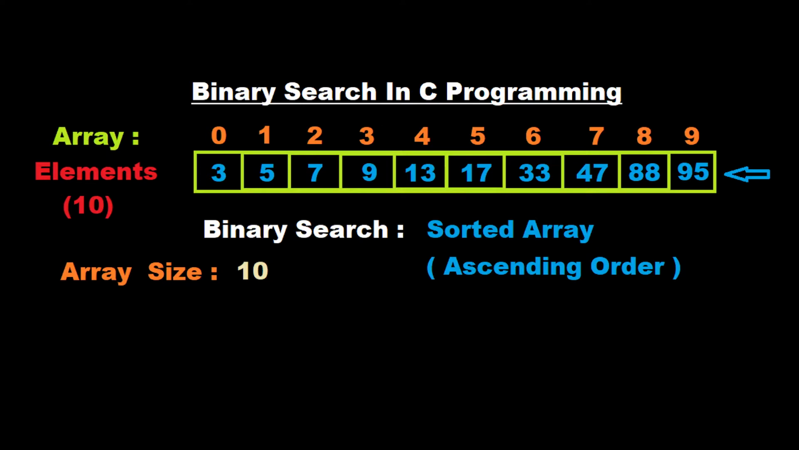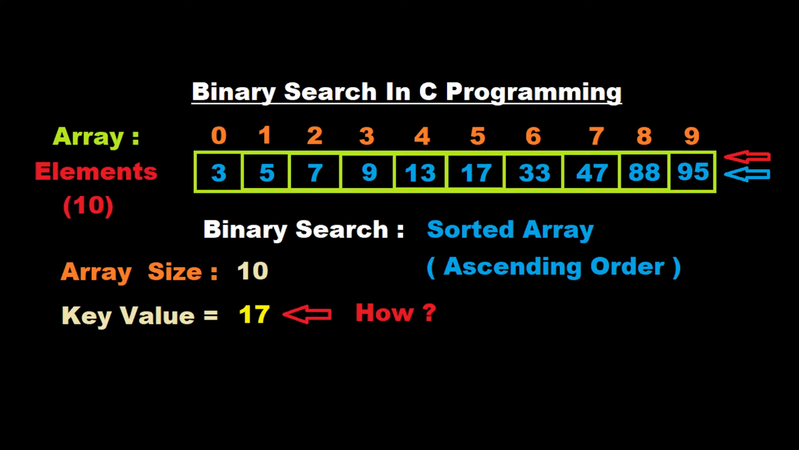Let us consider the key value to be 17, which will be the element that we will be searching by performing binary search. So we are supposed to find this key value 17 in this given array. Now the question arises, how will we perform this? Let me tell you the solution.